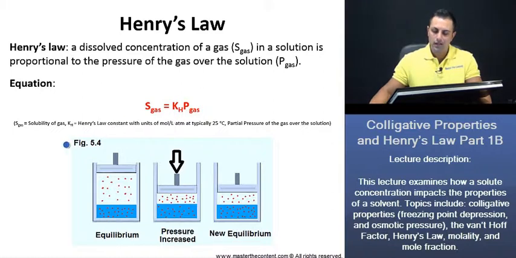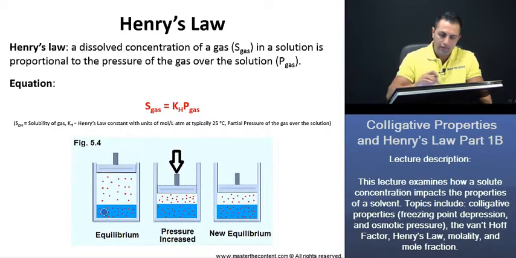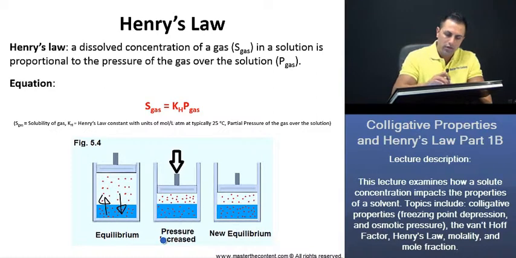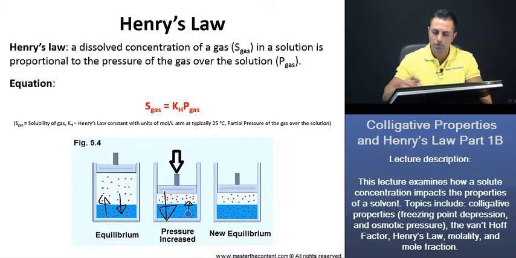Great, let's take a moment now and take a look at figure 5.4. Now, at equilibrium, right here, we're going to have equal amounts of gas particles going in and out of the solution. Now, if we press down on the piston and we increase the pressure, then momentarily we're going to have more gas particles going into the solution than we do coming out of the solution.